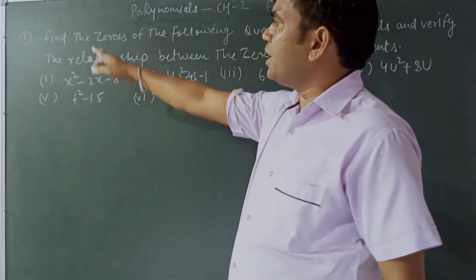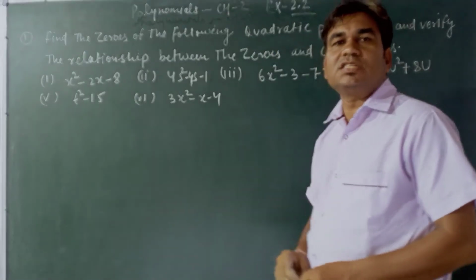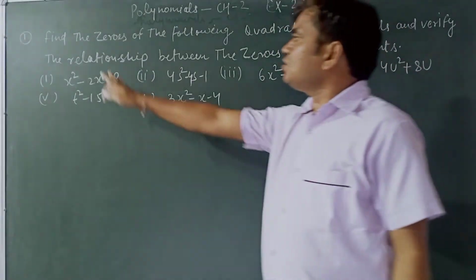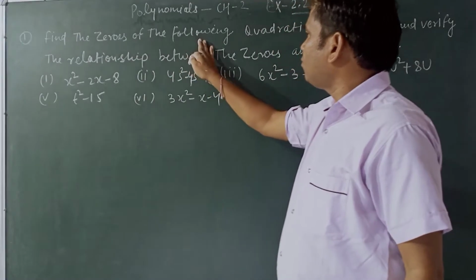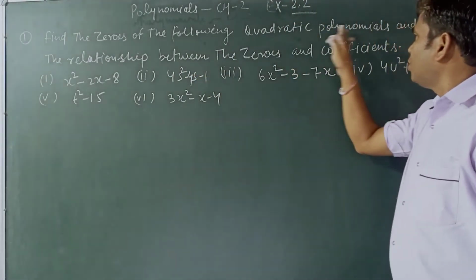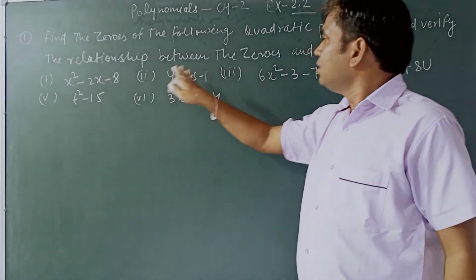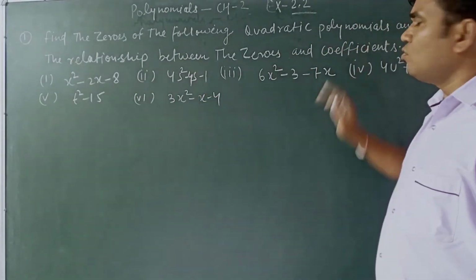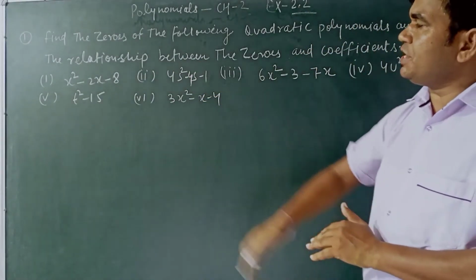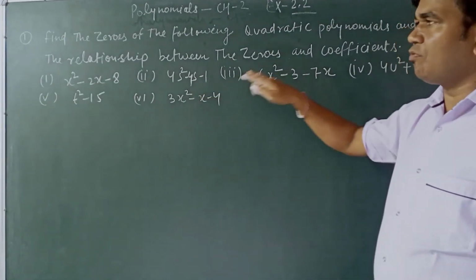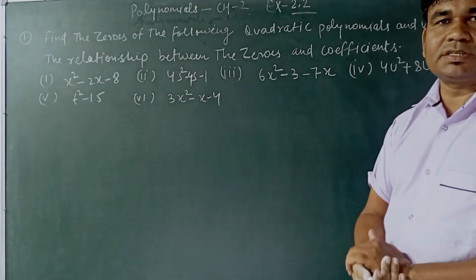So students, here is the first question of Exercise 2.2: find the zeros of the following quadratic polynomials and verify the relationship between the zeros and coefficients. So here are the parts of the given question number one.